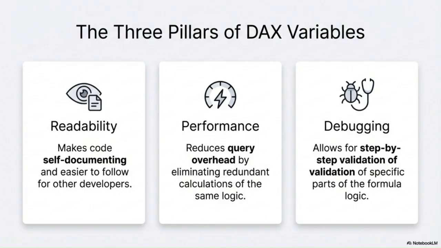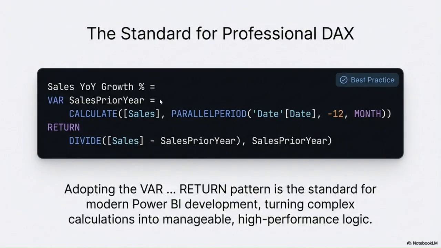Common mistakes to avoid: forgetting the RETURN keyword will cause errors, and trying to use variables outside their scope is another common issue. Remember, variables exist only inside the measure where they are defined. Also, variables are evaluated once, which is important when dealing with context.